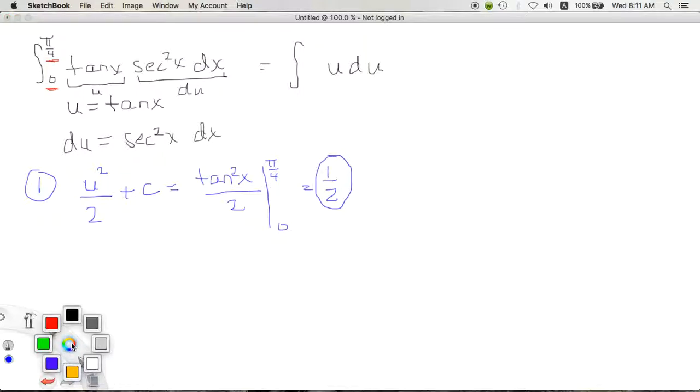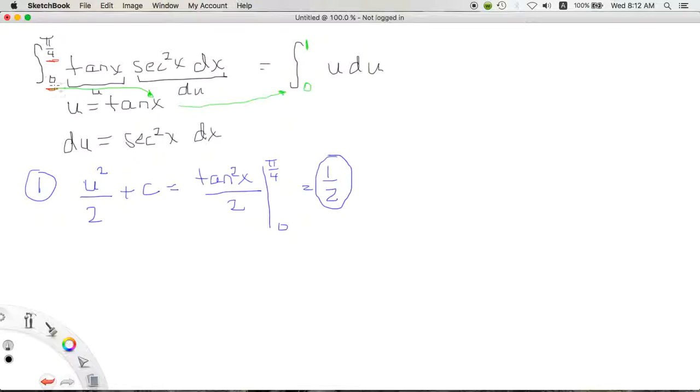Now the other option is to change the bounds. So what you would do is you'd take your bounds and plug them in here, and then put the new bounds on your integral, and then just stick with u. So if we plug in 0, the tangent of 0 is 0. And then we plug in pi over 4, the tangent of pi over 4 is 1. So now we have our bounds on u.